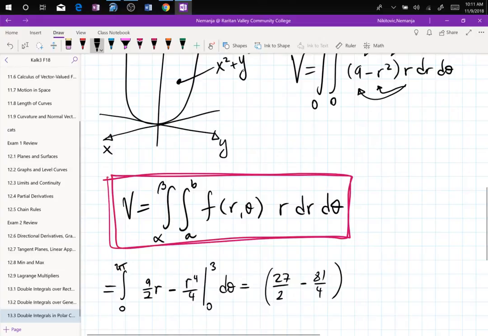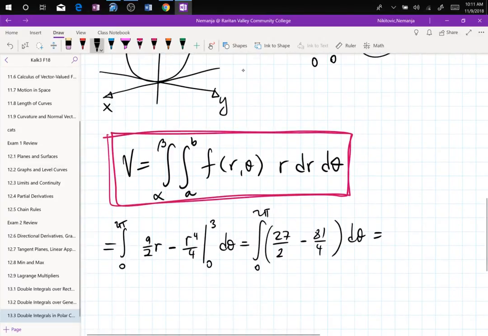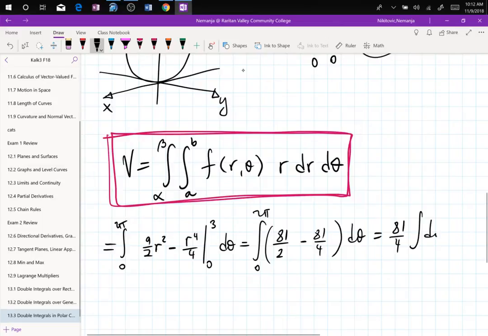And this is a constant, right, with the integral 0 to 2 pi d theta. 9r squared over 2, with r equal to 3, so this is even better, this is 81 over 2. So the whole thing is just 81 over 4 integral d theta. So the answer is 81 pi over 2. Boom, done. That's your volume.